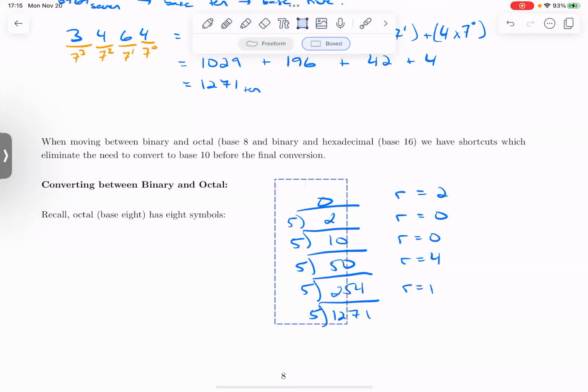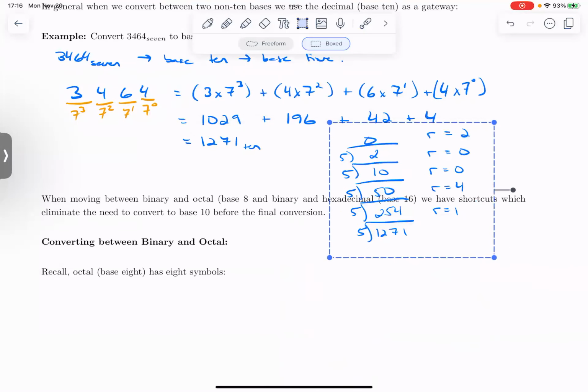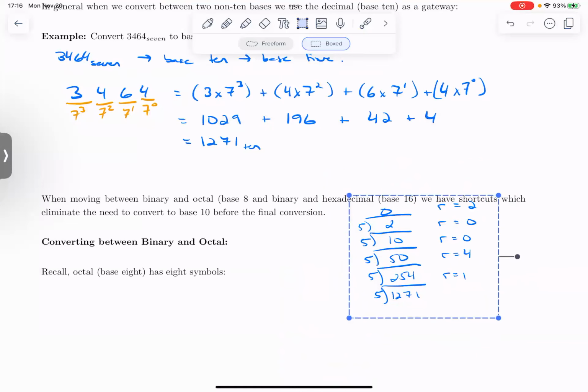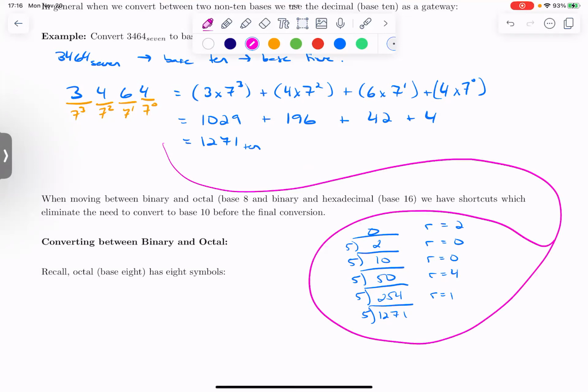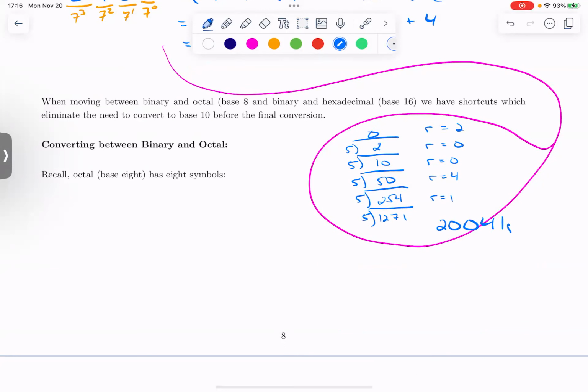It is, but where can I put this? I did not do a good job spacing this out, did I? Oops. It belongs there. So then I get 20041 base 5.